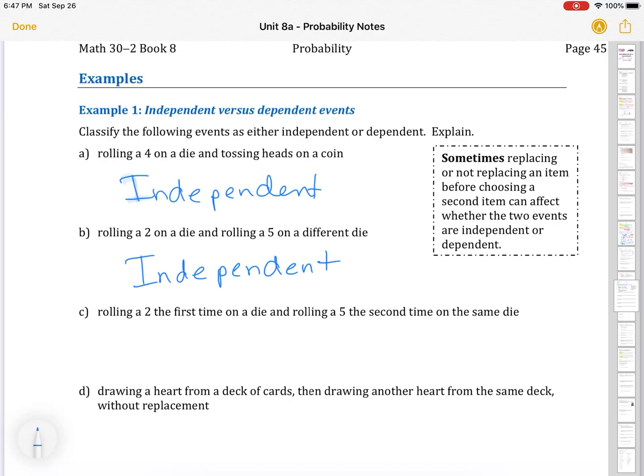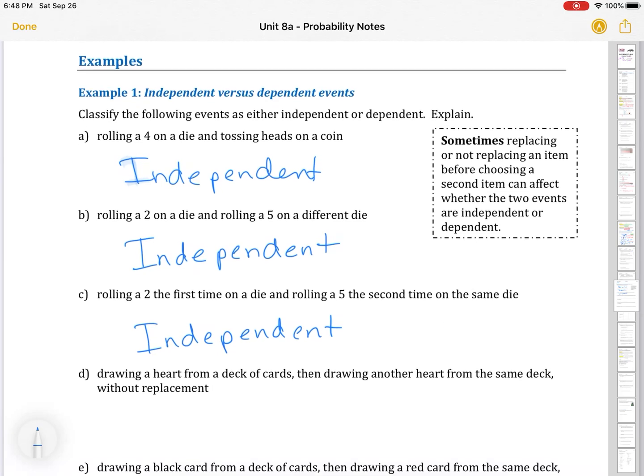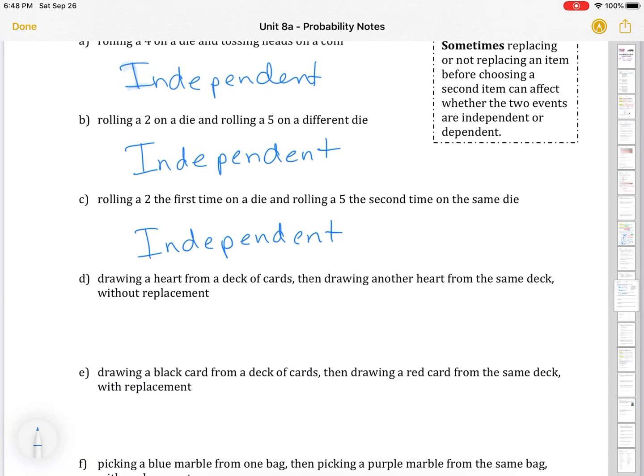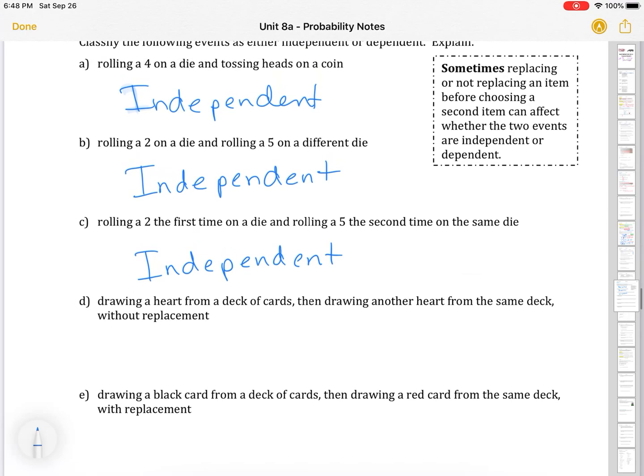Okay. Rolling a 2 on a die and rolling a 5 on a different die. Well, that should not impact anything. In fact, even if you rolled a 2 on one die and re-rolled that die, it would still be independent because you have the same chance regardless to roll the next one. Okay? Rolling a 2 the first time on a die and rolling a 5 the second time on the same die. I've answered that question. Again, it's independent. It's not going to change the probability of that happening.